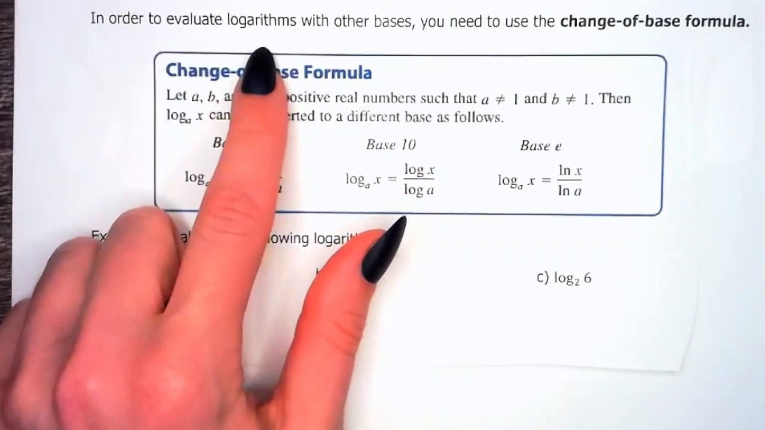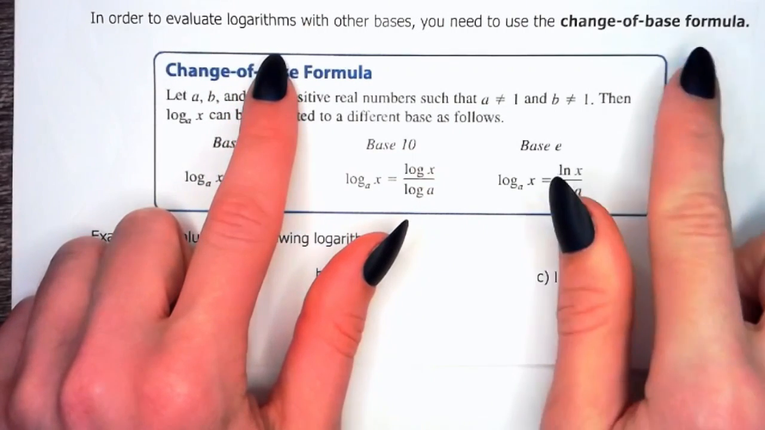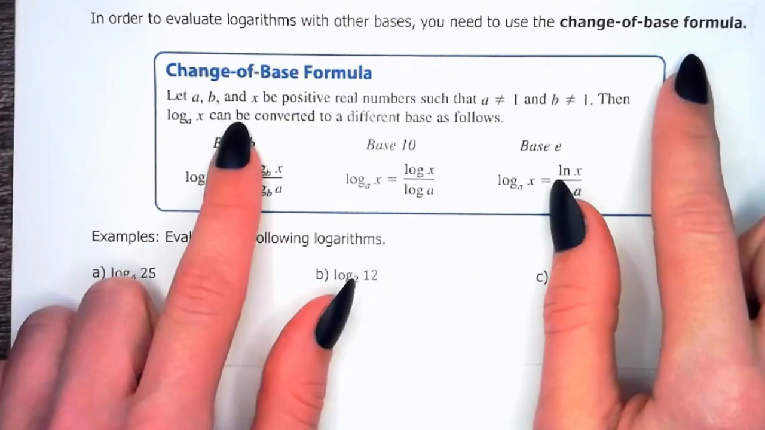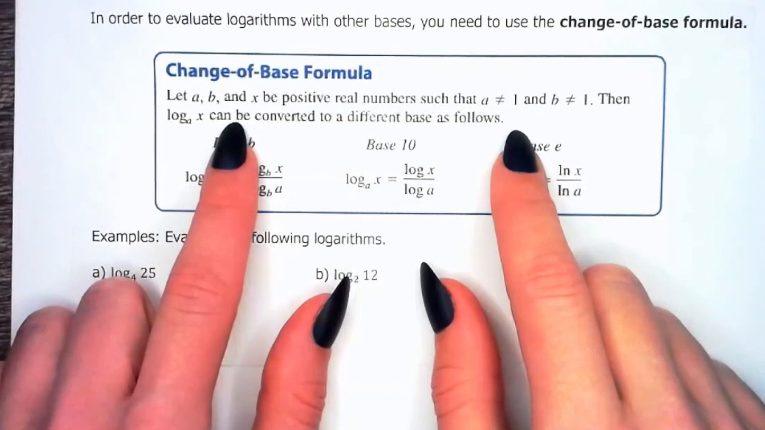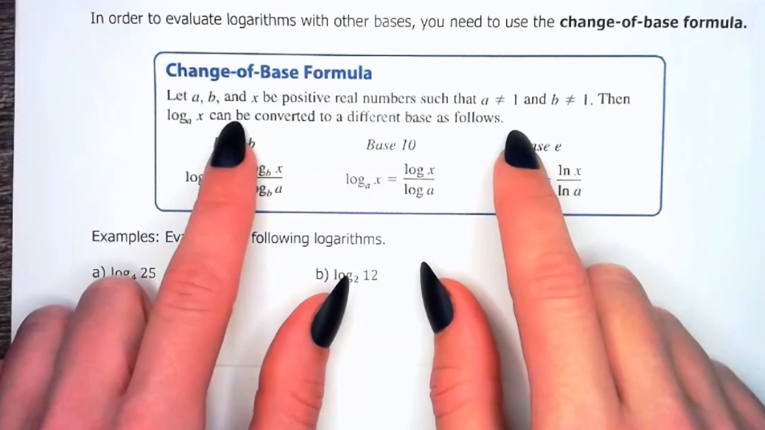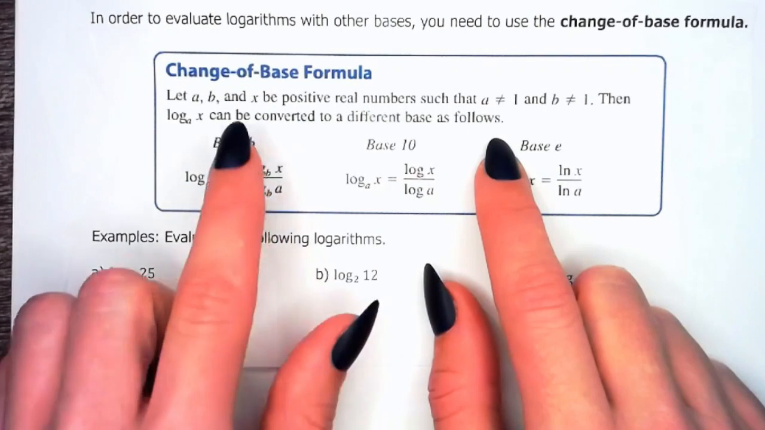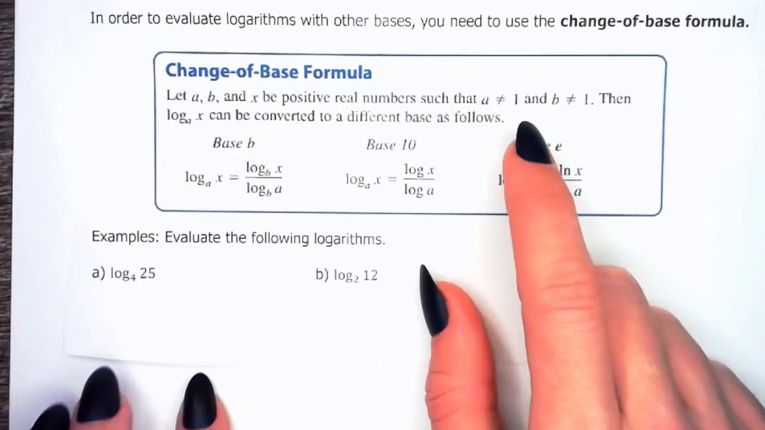In order to evaluate logarithms with other bases, you need to use the change of base formula, and that's what I've been talking about when I've been pointing out the button on the calculator, and I've mentioned how we're solving really by graphing two equations and finding out where they intersect right now. But now that we're going to go over change of base formula, we'll be able to solve our exponential equations much easier. So you're going to write this down.